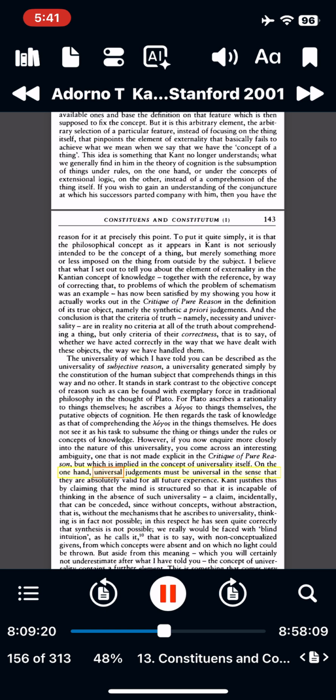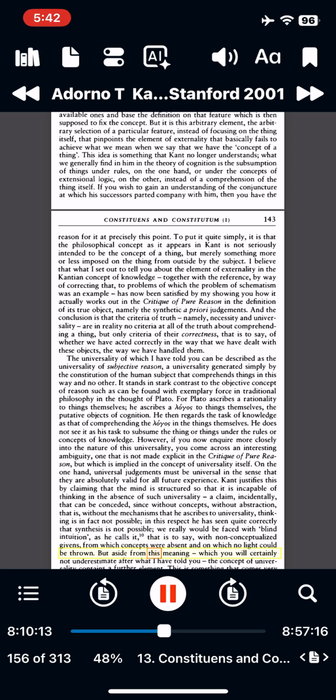On the one hand, universal judgments must be universal in the sense that they are absolutely valid for all future experience. Kant justifies this by claiming that the mind is structured so that it is incapable of thinking in the absence of such universality, a claim, incidentally, that can be conceded, since without concepts, without abstraction, that is, without the mechanisms that he ascribes to universality, thinking is in fact not possible. In this respect he has seen quite correctly that synthesis is not possible. We really would be faced with blind intuition, as he calls it, that is to say, with non-conceptualized givens, from which concepts were absent and on which no light could be thrown.